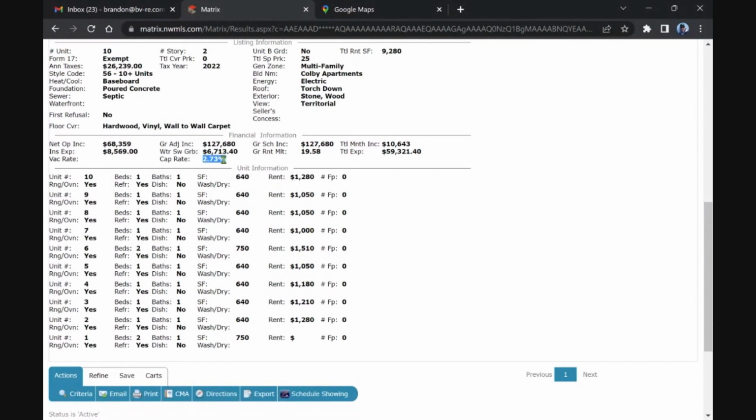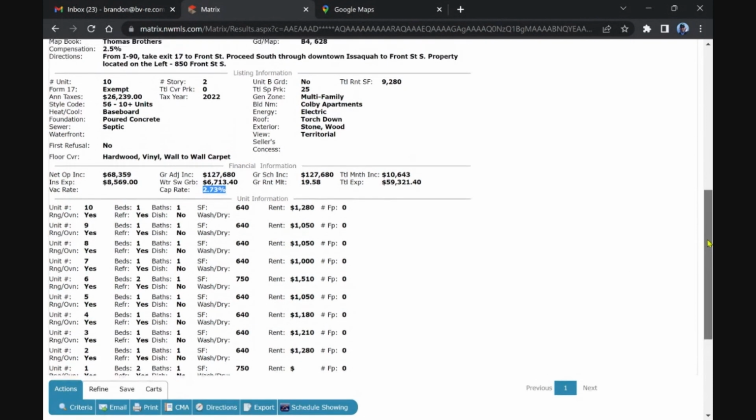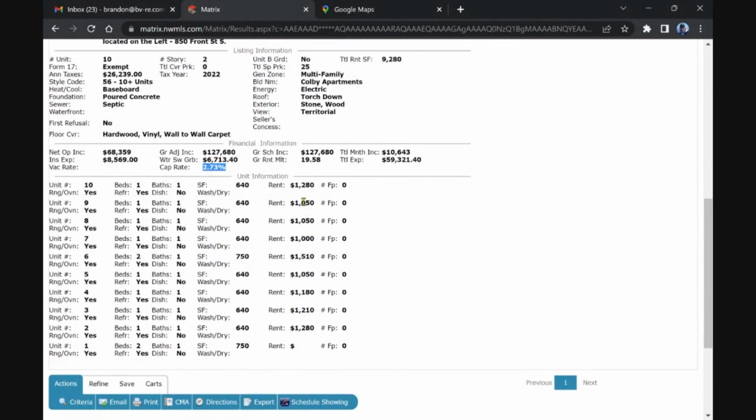Geez, look at this cap rate. 2.73 is what it's showing. That's just tough. But these rents, I'm sure, are all low for that area, Issaquah.